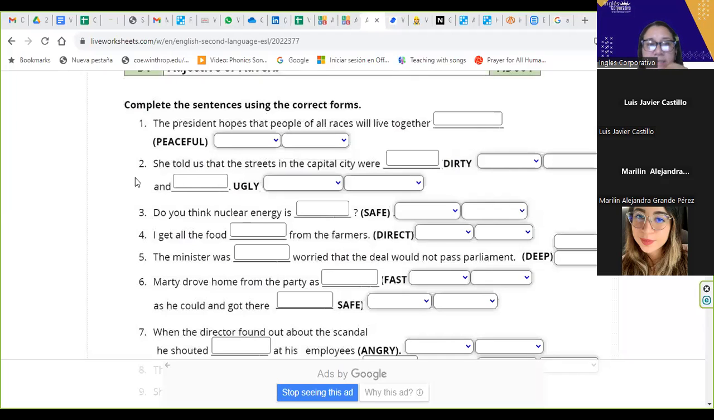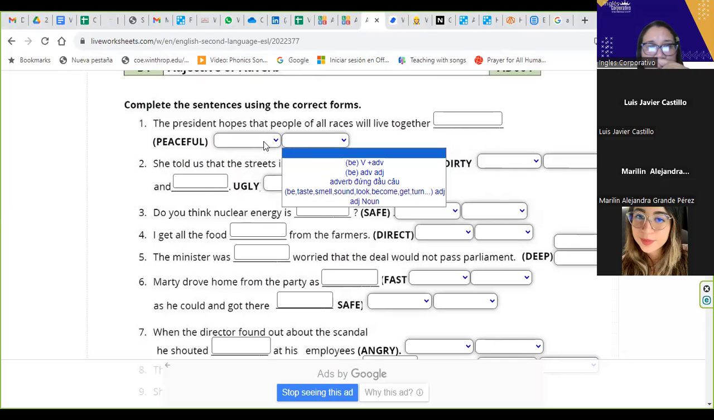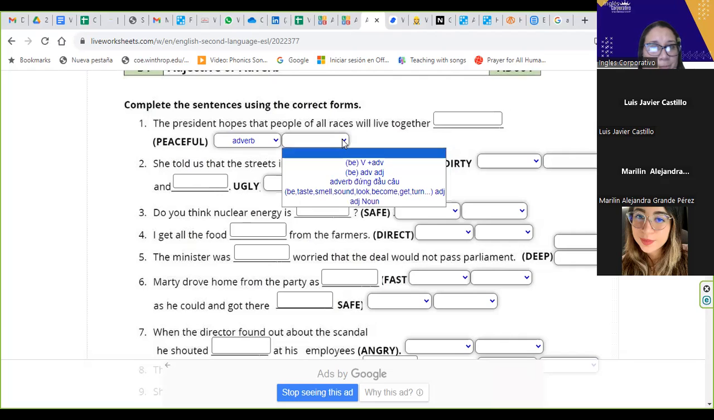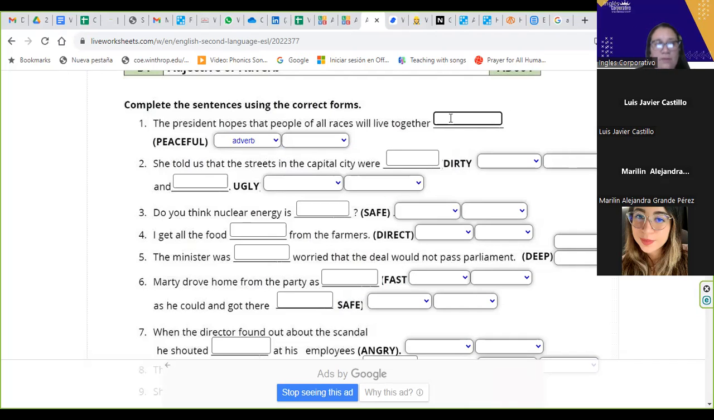All right. I think everyone is done. The president hopes the people of all races will live together. What do we need? An adverb or an adjective? Peaceful is an adjective, so we'll need another form. That will be peacefully.